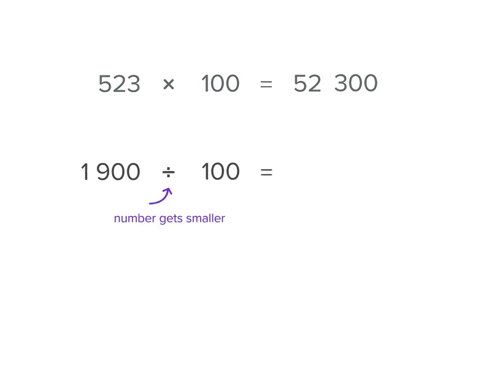When we divide, remember, our number's getting smaller. So if we have 1,900 divided by 100, we're going to be moving our digits to the right. We're dividing by 100, so that's 2 places to the right. And the same as dropping off 2 zeros. So that means 1,900 divided by 100 is 19.